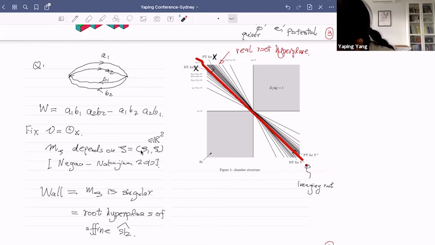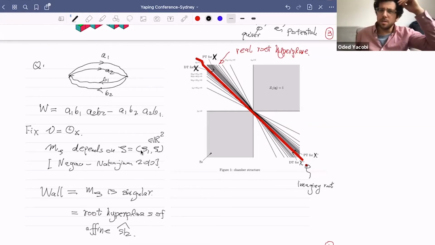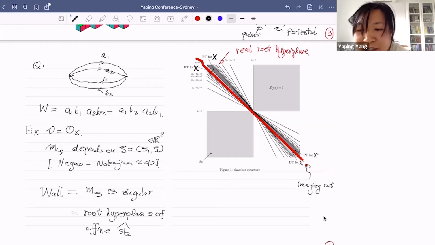And on top of this is the DT and PT for X, the resolved conifold, and under this is the flop of X. So this should be X plus, which means the flop, X plus, DT for X plus. Yaping, what does DT mean? Oh, so the DT is just the ideal sheaves. So it's a moduli space parameterizing the ideal sheaves for the dimension 1 subscheme in this case. And PT is a moduli space parameterizing the stable pairs.